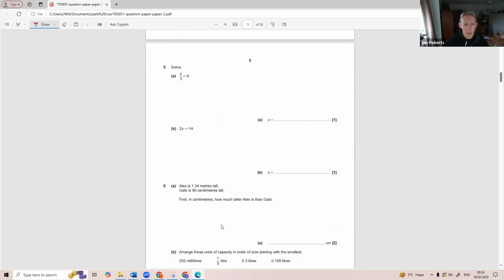Solve, what's x? Opposite of divide by 3 is times by 3. So I'm going to times both sides by 3. You times the left-hand side by 3. It just reverses the 3, so leaves us with an x. Times the right-hand side by 3, we get 18.